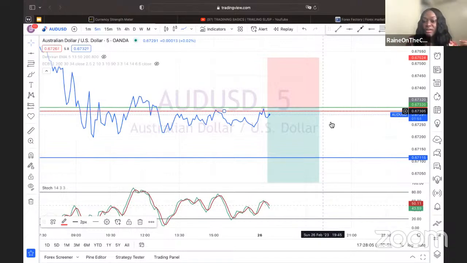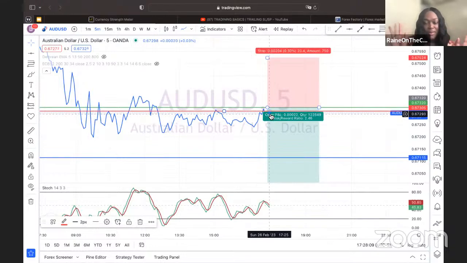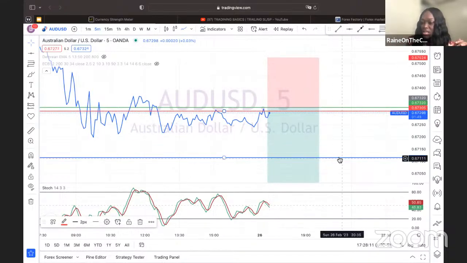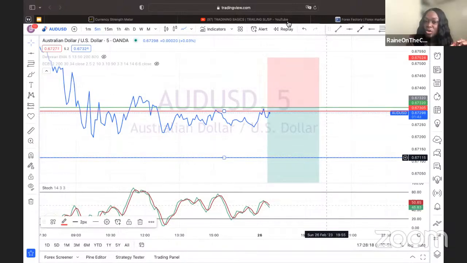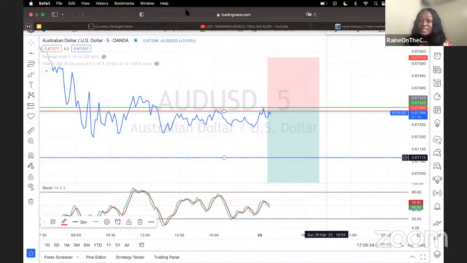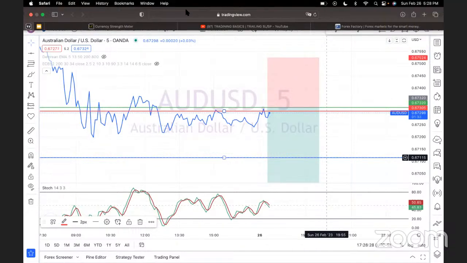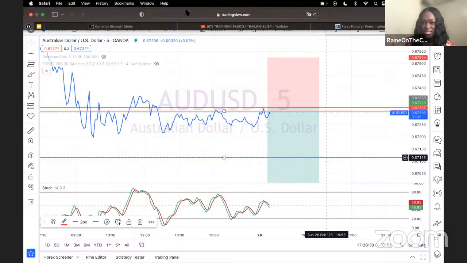Now, if it pulls back, because we're imagining that it hit our take profit 1, right? Now, if it pulls back and hits our stop loss, we wouldn't have lost anything. And we would have made that $10 along the way. Does everybody understand that? Does that make sense?